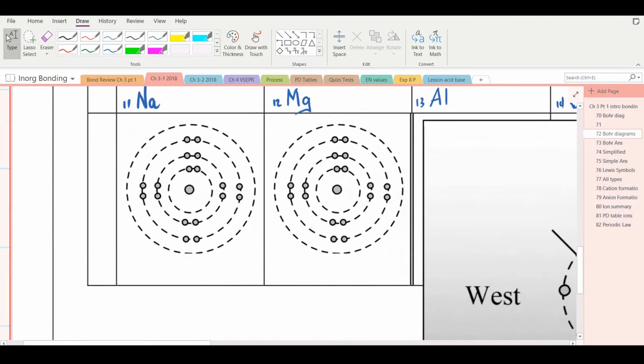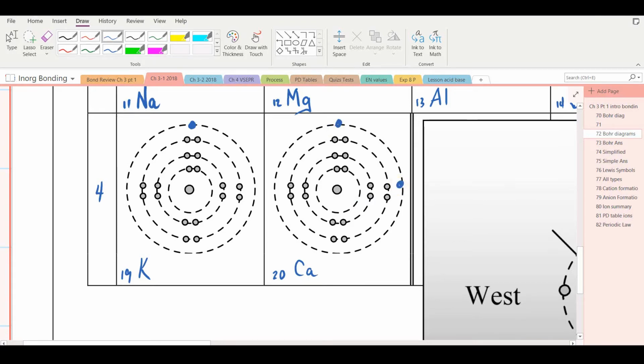2 more to go. We can put in the 4th period. We have potassium with 19 electrons, 2 in the first shell, 8 in the second, 8 in the third, that's 18, and then 1 more is 19 in the valence shell. And we'll go as far as calcium with 20 electrons, 2 and 8 and 8 and 2 more.